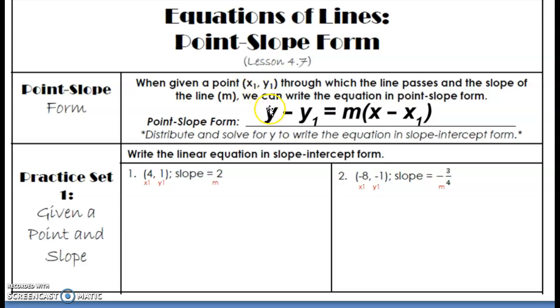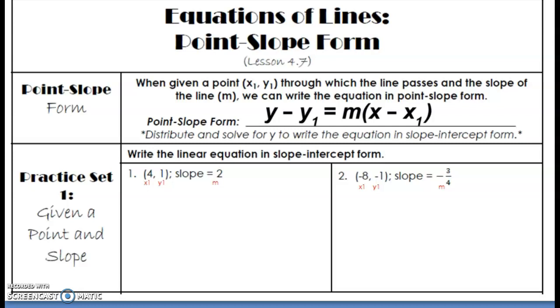Point-slope form looks like y minus y1 equals m times x minus x1. Now remember, x1 and y1 are the x and y values of a given point that the line passes through. M is still the slope of the line, which we can find using rise over run. Sometimes they give it to us, or we can use y2 minus y1 over x2 minus x1.